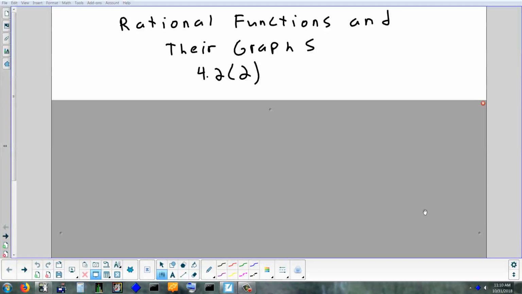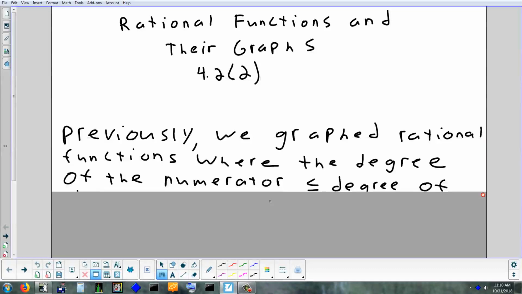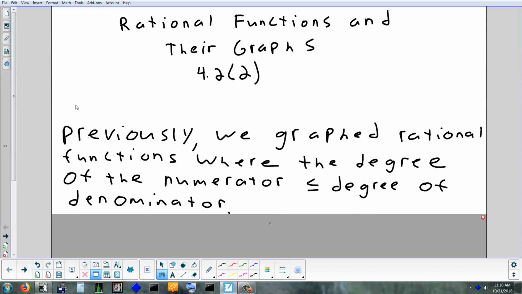All right, so we'll finish up section 4.2 today. This is the last section that we do any graphing by hand. Any other graphing we do tomorrow will be on the calculator. So this is what we did yesterday. We looked at problems where the degree of the numerator was either smaller than the denominator or equal.